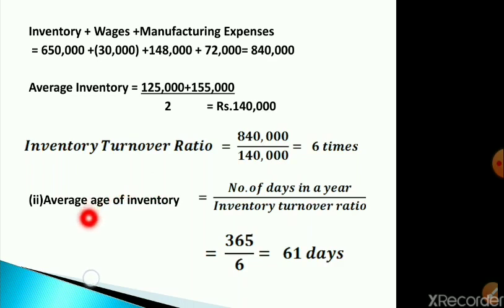Next, we have to find the average age of inventory. That means how much time the inventory was staying in the business. So the formula for this is number of days in a year, which is usually 365 days unless it's a leap year, divided by the inventory turnover ratio. So number of days in a year, we have taken 365 and the inventory turnover ratio is 6. So divided by 6, your answer will be 60.8. So 60.8, since we are writing it in terms of days, we'll take the approximate value and calculate the days to be 61. So the answer will be 61 days.